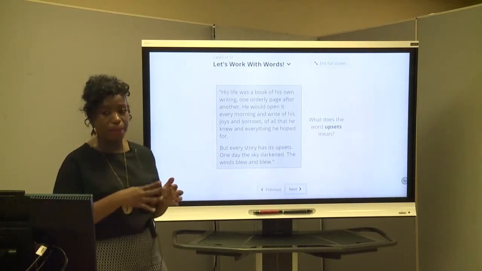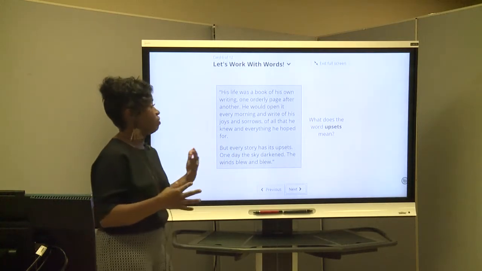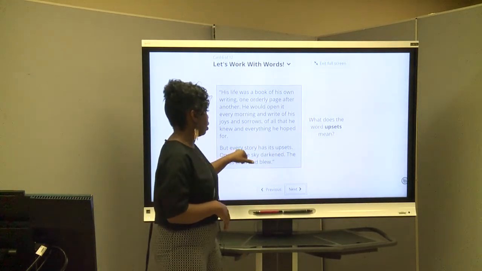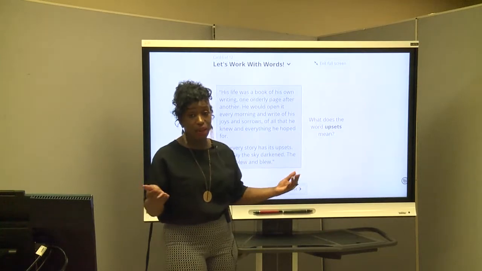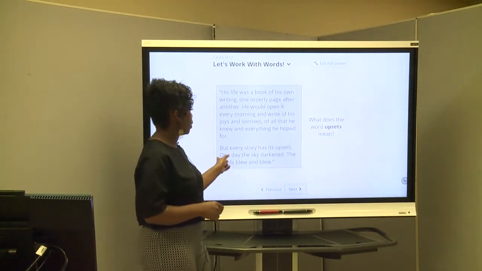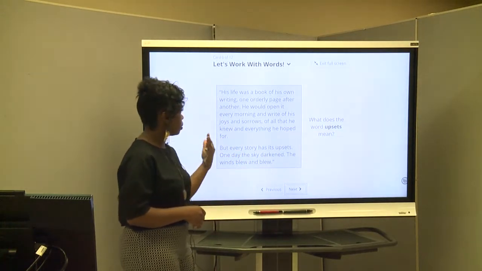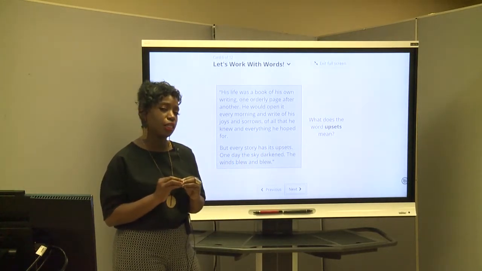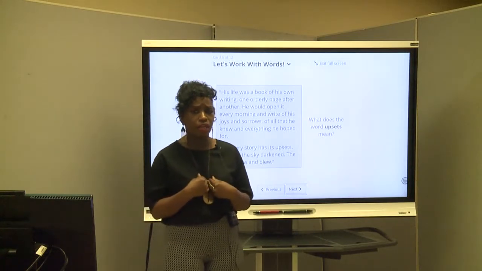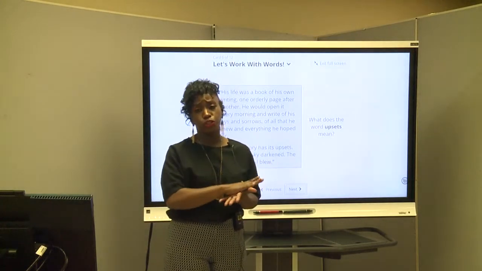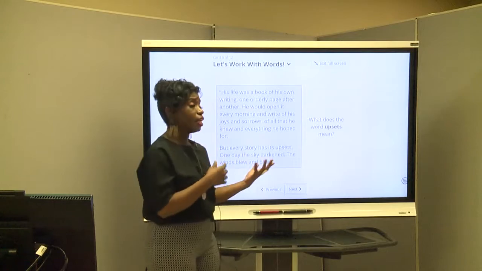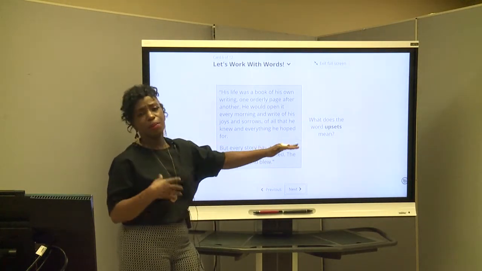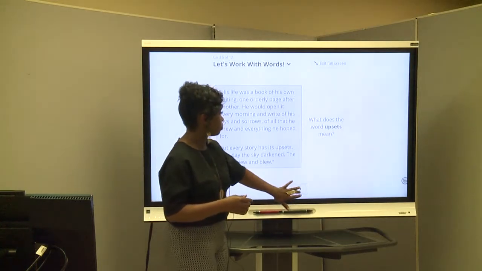So here, the word upsets means that something bad has happened to change the sequence of events in the story. So instead of being mad, "but every story has something bad to happen," we can replace it with that. And one day the sky darkened and the winds blew and blew. That's where we have to be careful and use the context clues, because sometimes even though we know the meaning of a word, that's not how it's used specifically in this text or in this story. So here, the word upset means something bad has happened.